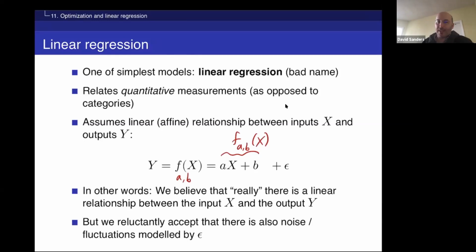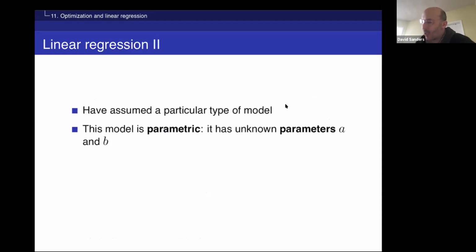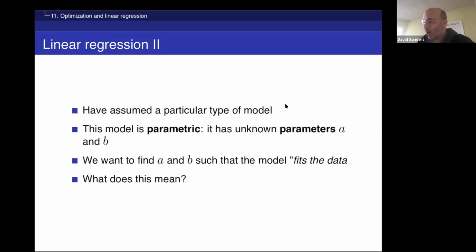The whole point of the whole game is to find good A and B. So A and B that fit the data well, right? Of course, we have to define what we mean by fit and what we mean by well in that phrase. So we have unknown parameters, so far unknown, and our goal is to find parameters such that the model fits the data. So what do we mean by fitting the data?